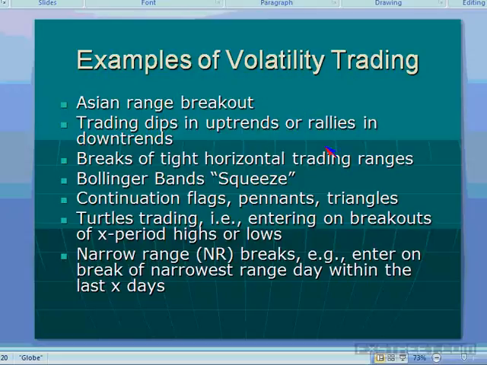Okay, trading dips in uptrends or rallies in downtrends. These are just methods of playing volatility. Breaks of tight horizontal trading ranges. Bollinger Band squeeze, where the Bollinger Bands squeeze together, and then there's a violent move in one direction where there's a large expansion of the Bollinger Bands. That's called the Bollinger Band squeeze, and it can be a very good way to play volatility, etc. So many ways to look at volatility expansion.